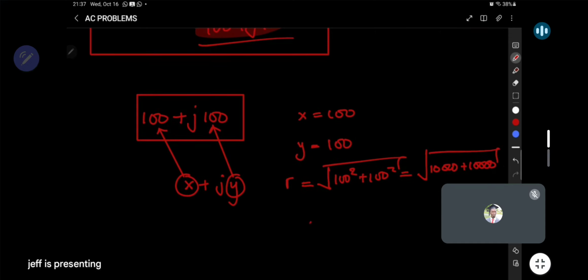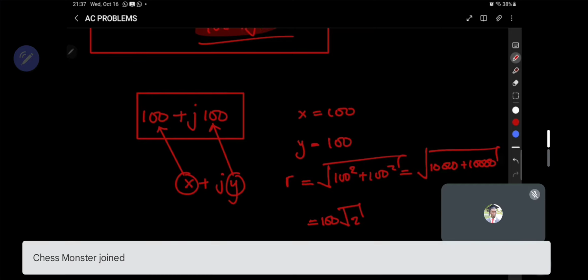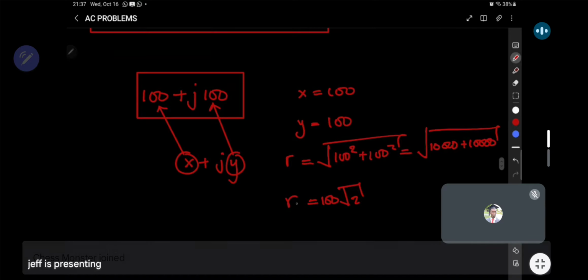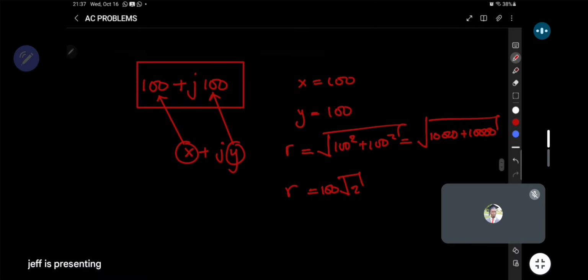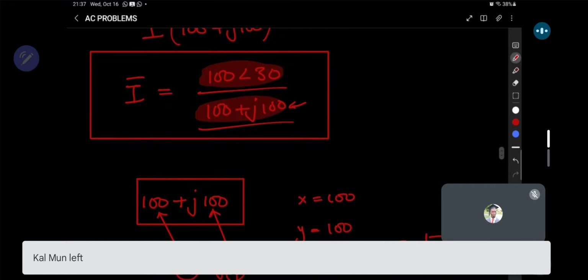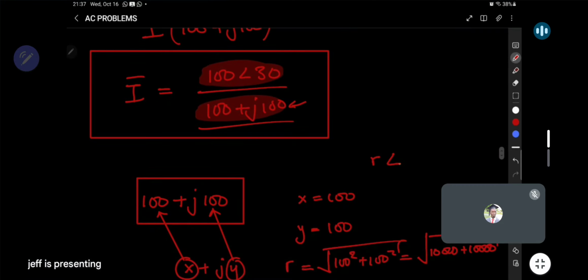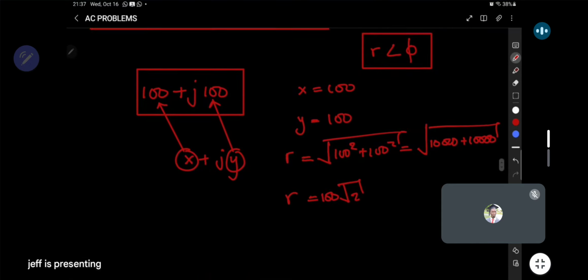Basically, the 100 will come out, then root 2. So this is the magnitude. The magnitude has reduced to just that. Now, we need two things, remember? We need the magnitude, which is what will come here as the peak value. We need the phase shift, which is what will come there as the angle. Magnitude has come out. What will be the angle?